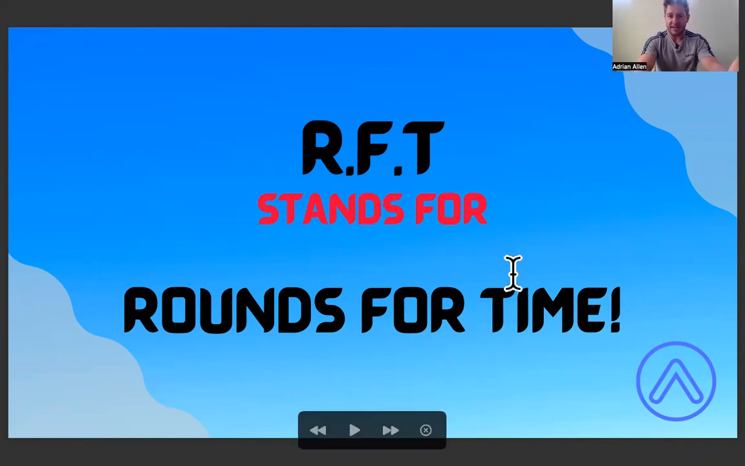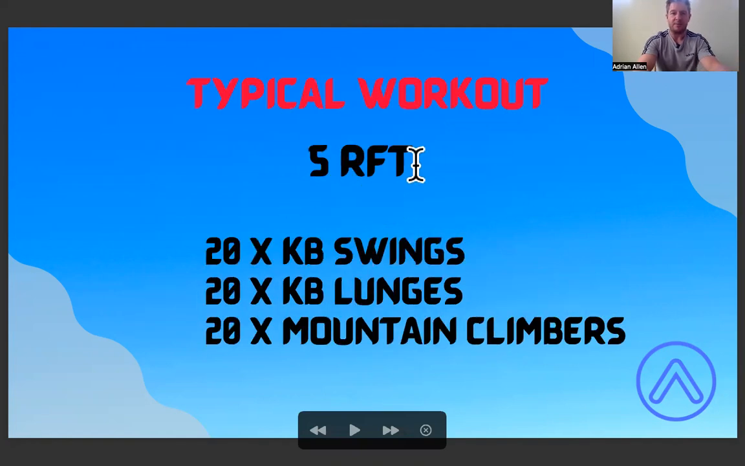Now, R.F.T stands for rounds for time, and a typical workout might look like 5 R.F.T, which would mean 5 rounds for time. There are 3 exercises: 20 kettlebell swings, 20 kettlebell lunges, 20 mountain climbers, and you do one exercise after another, and that is one complete round. Then you're back to the start again, 20, 20, and 20, that is 2 rounds.